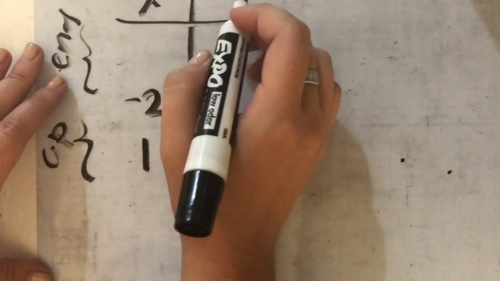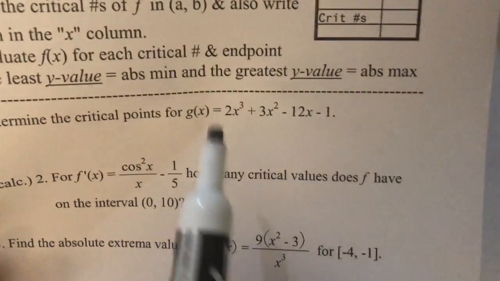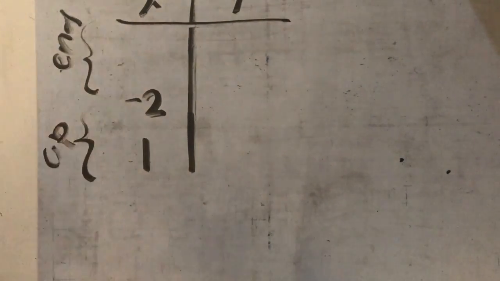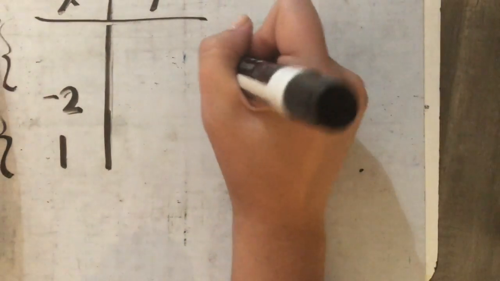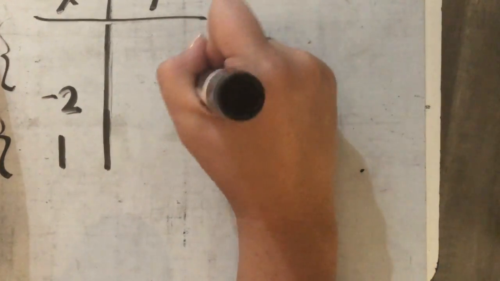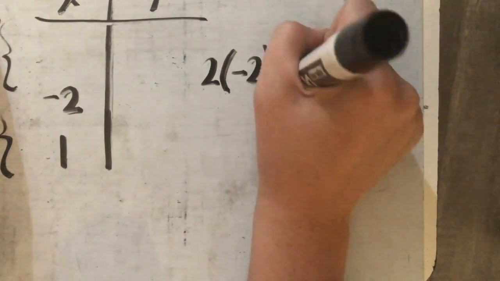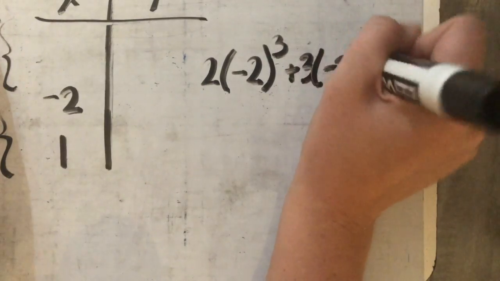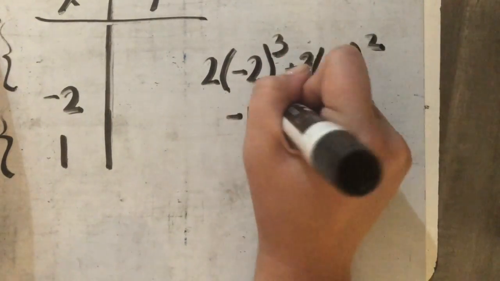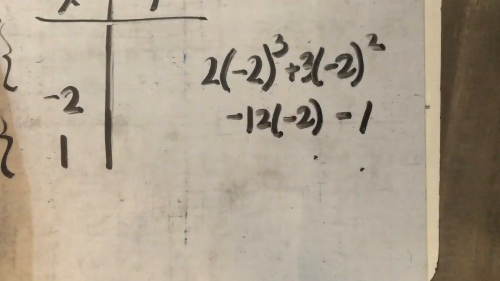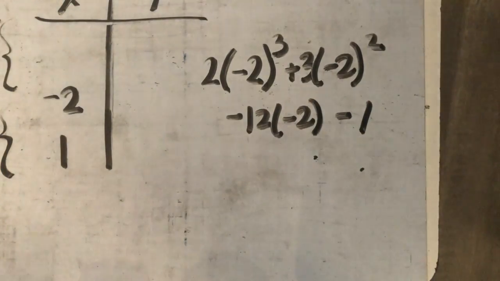Okay. Then I want my y values. My y values, all I'm going to do is plug them in to my original equation. So I want to plug in -2 here. So I would have 2 times -2 cubed plus 3 times -2 squared minus 12 times -2 minus 1. So notice I'm not plugging it into the derivative. I don't care what the slope is. I want the output, the y value.